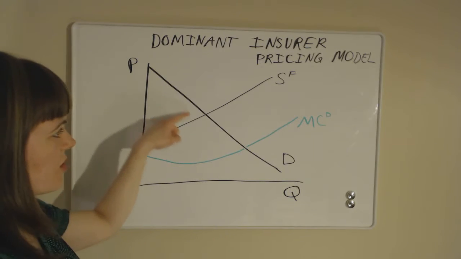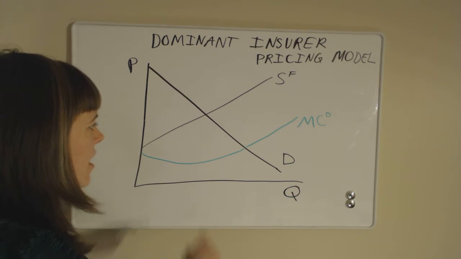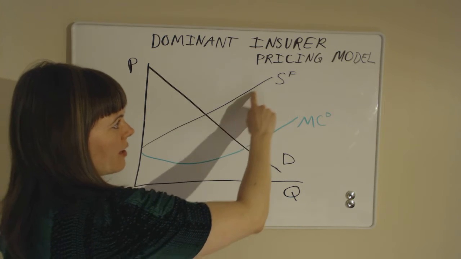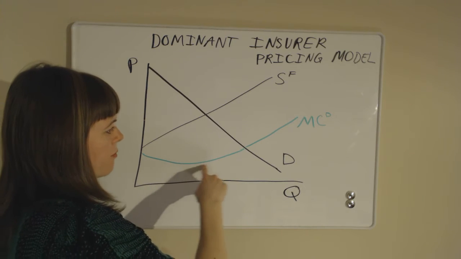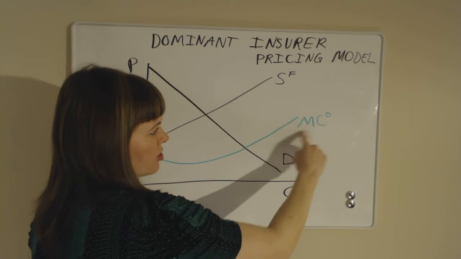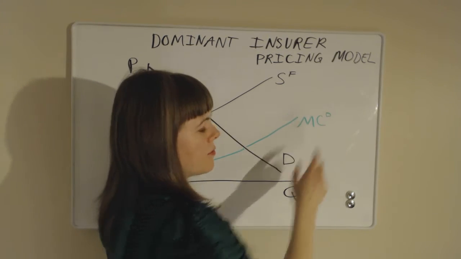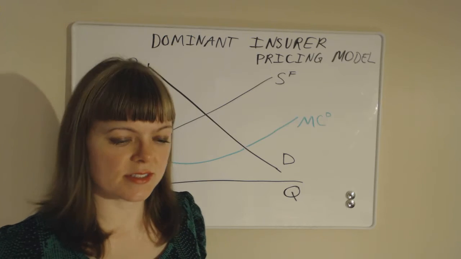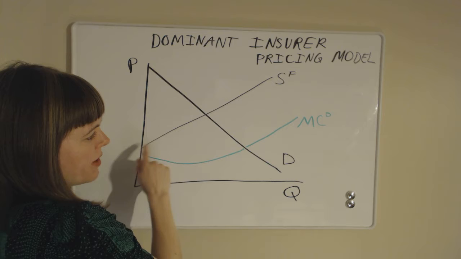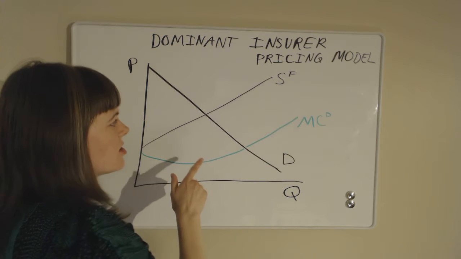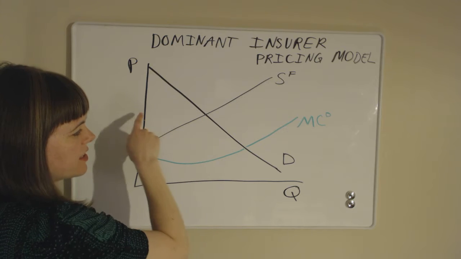We have an industry demand curve, which is the demand for all insurance in the industry, and we have a supply curve for the competitive fringe. And like all monopoly models, we're going to have a marginal cost curve, but this marginal cost curve belongs only to the dominant insurer, only to the one that's going to behave a little bit more like a monopolist. So of course, in the perfectly competitive case without this dominant insurer, we know that our market equilibrium will give us this quantity and this price.